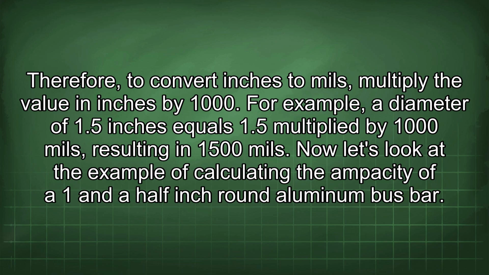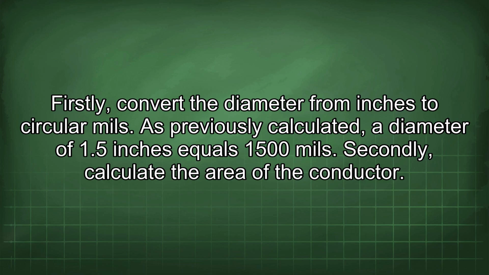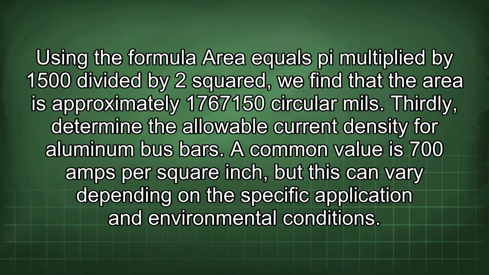Now let's look at the example of calculating the ampacity of a 1.5 inch round aluminum bus bar. Firstly, convert the diameter from inches to mils. As previously calculated, a diameter of 1.5 inches equals 1500 mils. Secondly, calculate the area of the conductor. Using the formula area equals pi multiplied by (1500 divided by 2) squared, we find that the area is approximately 1,767,150 circular mils. Thirdly, determine the allowable current density for aluminum bus bars.